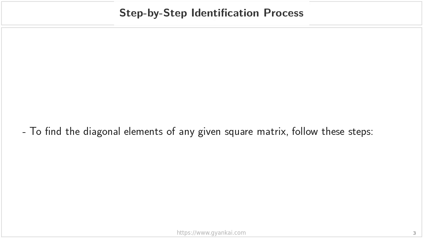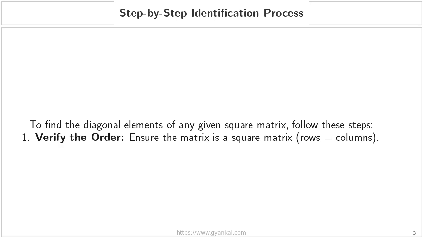Step-by-step identification process. Now that we have established the theoretical concept of the main diagonal, let us walk through the practical, step-by-step process to identify these elements in any given matrix. First, you must verify the order of the matrix. As we emphasized at the start of this lesson, the diagonal is a property exclusive to square matrices, so you must ensure that the number of rows is exactly equal to the number of columns.